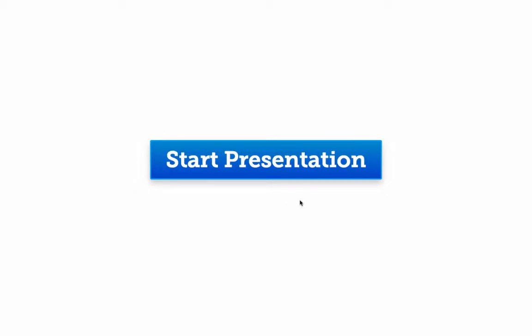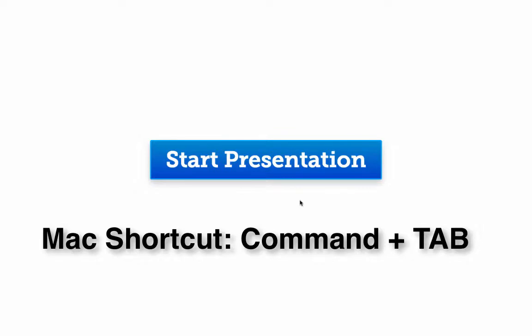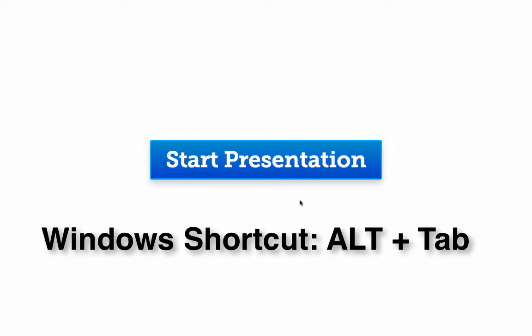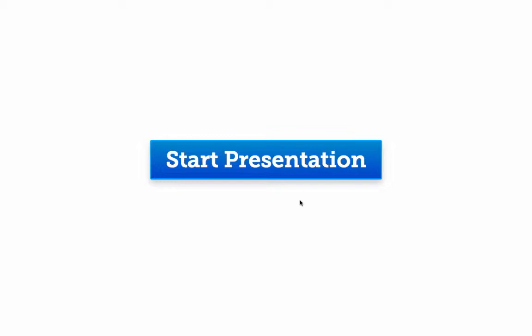So now I'm going to use a really simple keyboard shortcut to get me back into my PowerPoint. I'm using a Mac, so the shortcut on a Mac is Command Tab. On Windows or other PCs, it's going to be Alt Tab. There are a few different shortcuts that you can use to transition between windows, but Command Tab and Alt Tab are probably the most common.